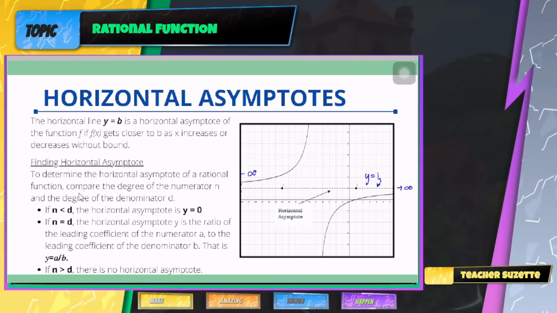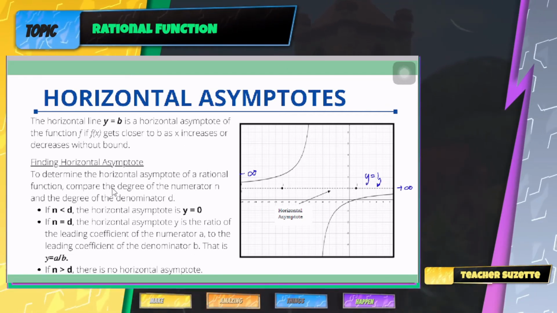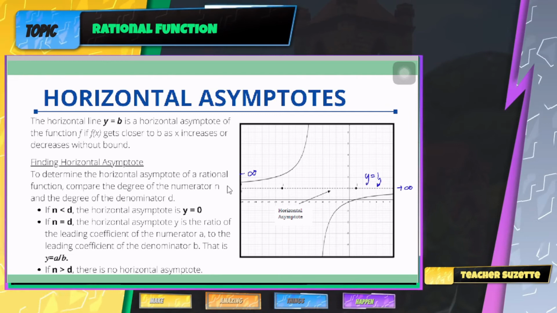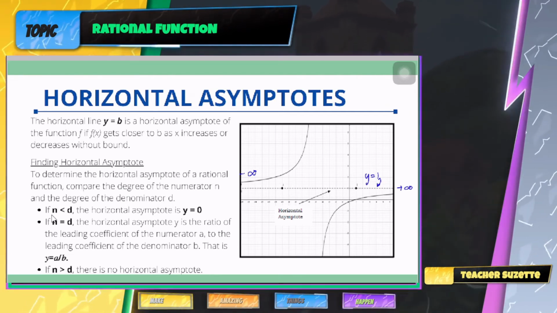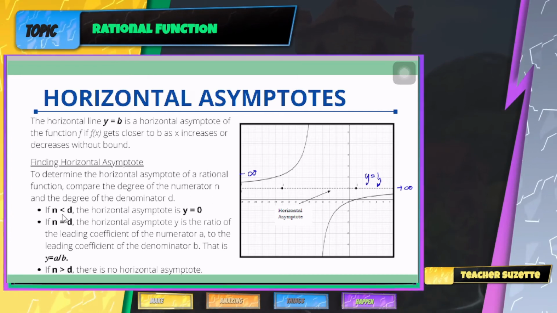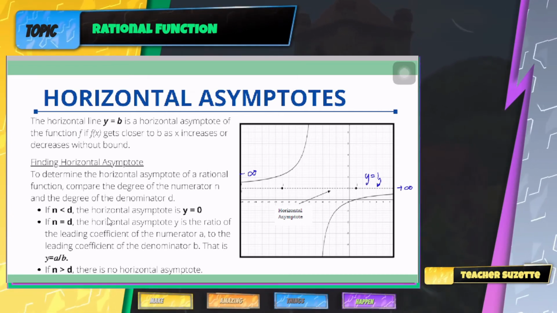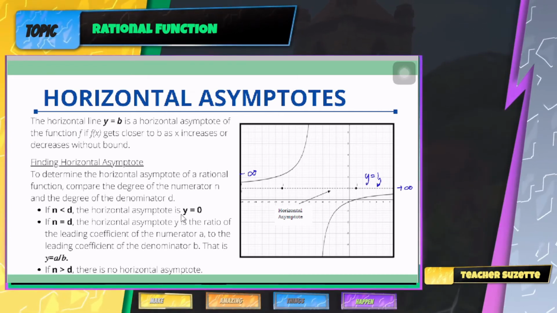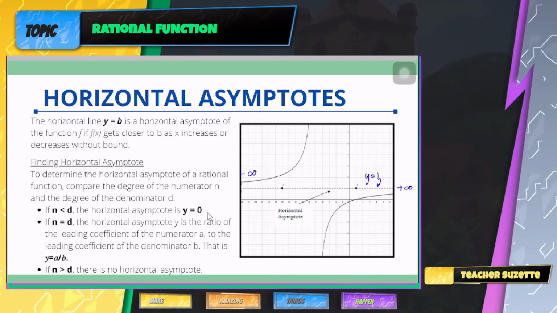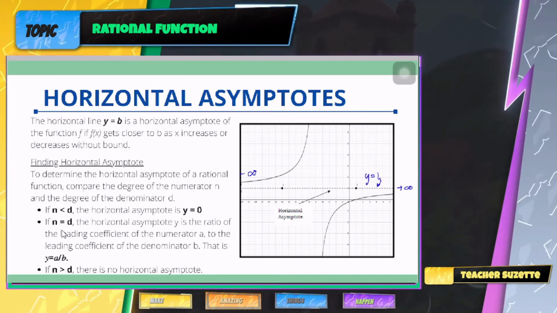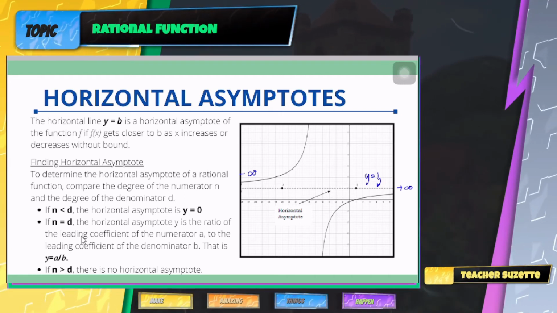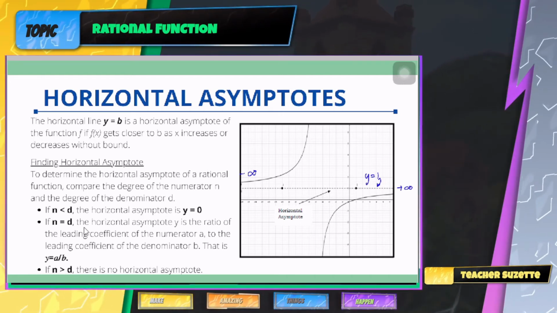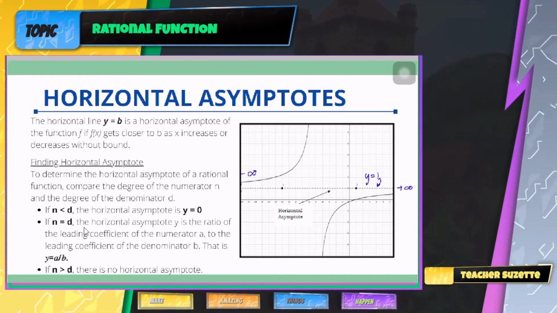Ang kailangan mo lang pong gawin is to compare the degree of the numerator n and the degree of the denominator d. So, kapag daw po ang n mo ay less than your d, automatically your horizontal asymptote will be y is equal to 0. Pag equal naman po ang degree ng numerator and denominator mo, take note, ang titingnan mo ay yung leading term mo, yung term na may highest degree.